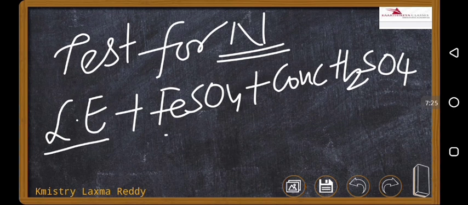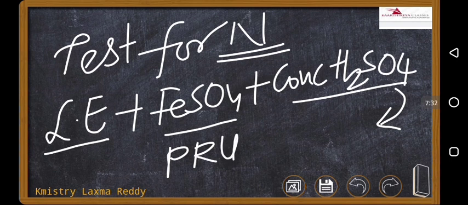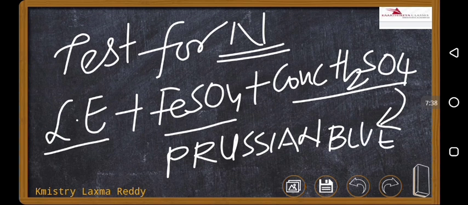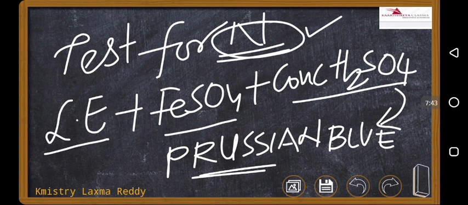Lassaigne's extract, ferrous sulfate, concentrated sulfuric acid. After this, if you see any Prussian blue color, deep blue color, dark blue color, then you can say nitrogen is confirmed. The presence of nitrogen is identified by adding ferrous sulfate and concentrated sulfuric acid, then formation of the Prussian blue indicates nitrogen is confirmed.